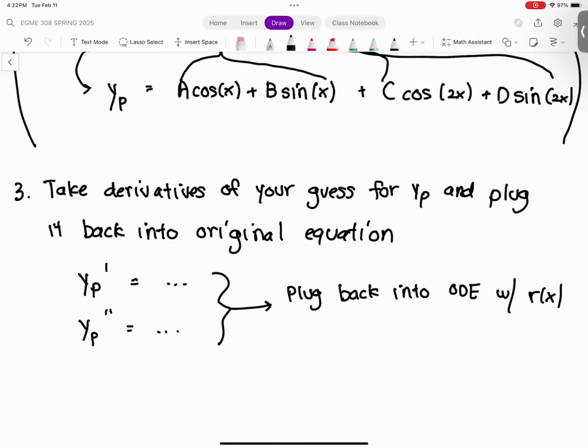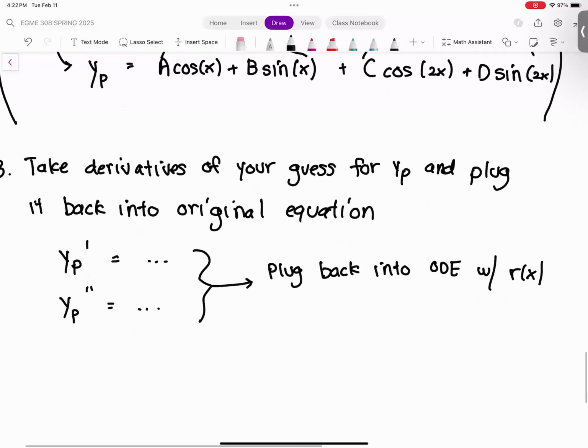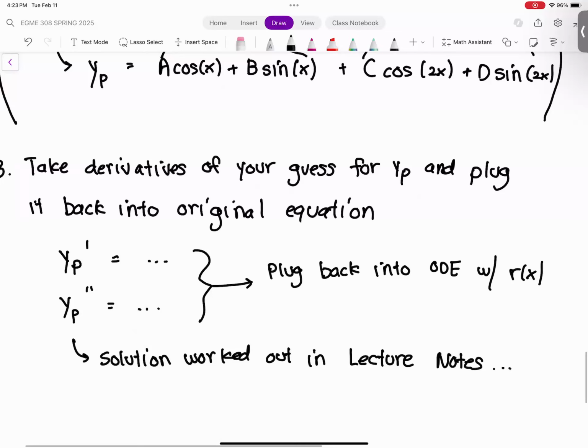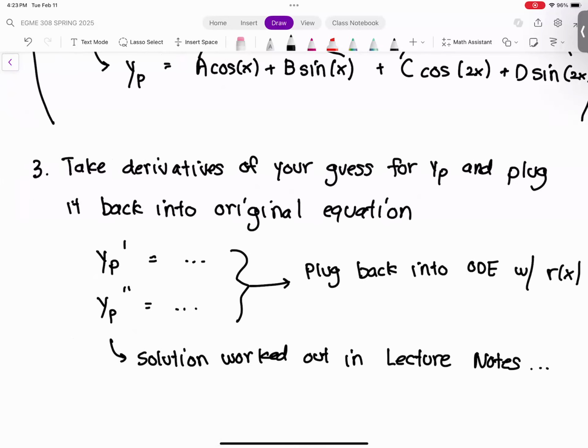But if you did want to see the full solution, it is worked out in the notes. If you go to the lecture notes, in the second half, probably page 13, 14, or 15, I forget exactly, this exact example is worked out there. So if you're curious, you can find it there.